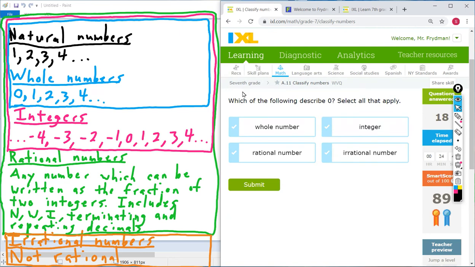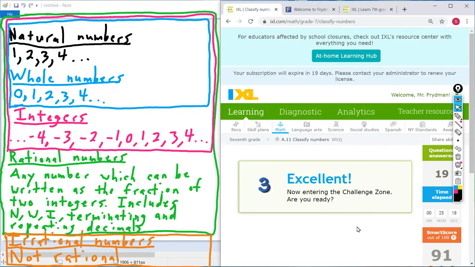Which of the following describes 0? 0 is an integer. 0 is a whole number. 0 is a rational number. Remember, if anything is in one of these categories, then it's also in the rational numbers. So the rational numbers include the natural numbers, the whole numbers, the integers. 0 is not irrational. It is rational. So we're going to click on that and these also, and then we're going to click submit.